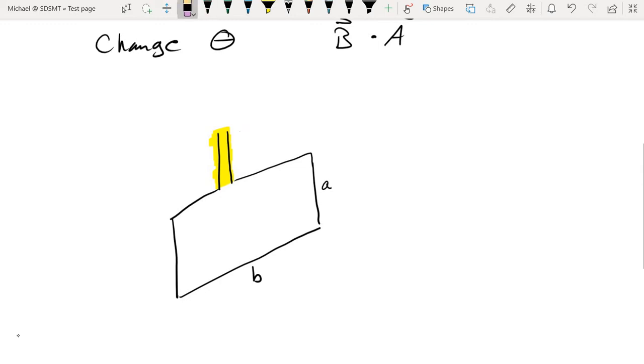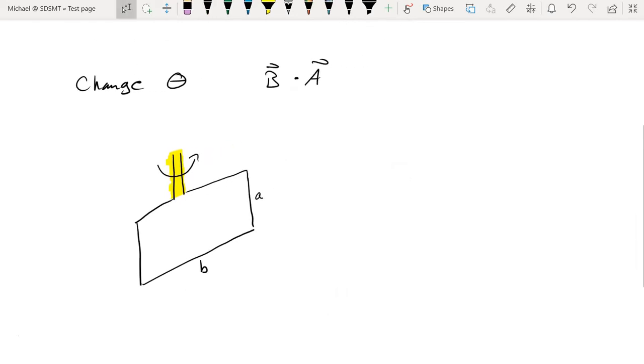And I also want those two extending portions of wire there, because what we're ultimately going to do is we're going to allow this loop of wire to rotate. And that is what will allow us to change the angle relationship between our cross-sectional area vector and our magnetic field vector.